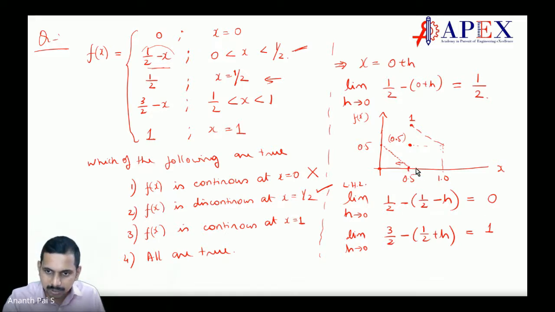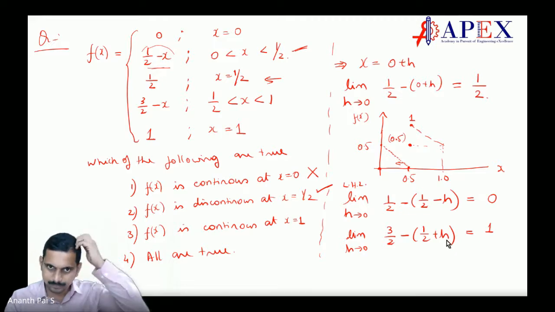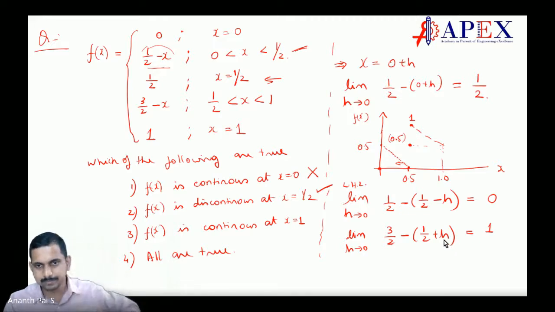Now let us take the other direction, from 0.5 to 1. From 0.5 to 1, what is happening? What is the way we have to take? We have to take this 3 by 2 minus x. Correct. So 3 by 2 minus half plus h. Making sense? So h tends to 0. This is clear.